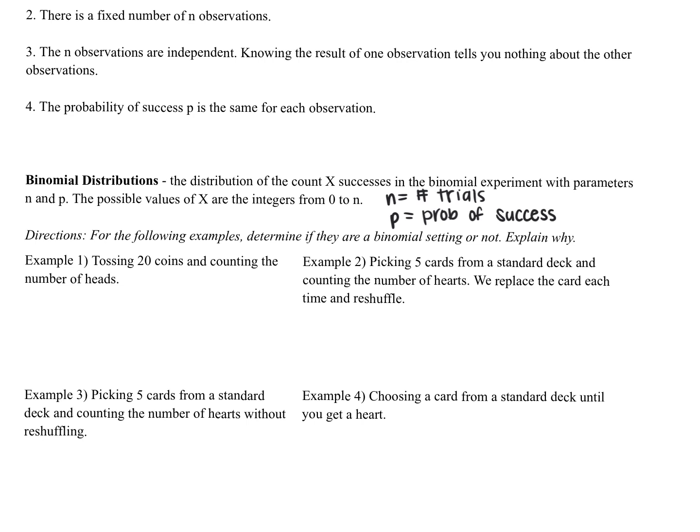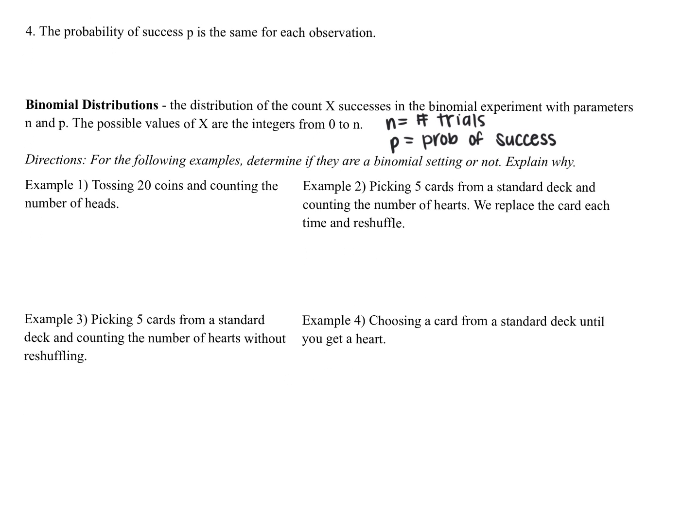So we're going to go through and determine whether or not our example is a binomial distribution. And if it's not, we're going to specifically state why it isn't. For our first example, we are looking at tossing 20 coins and counting the number of heads. The first requirement is that each observation falls into one of 2 categories. And here we have 2 outcomes, heads and tails. So we have met the first condition.